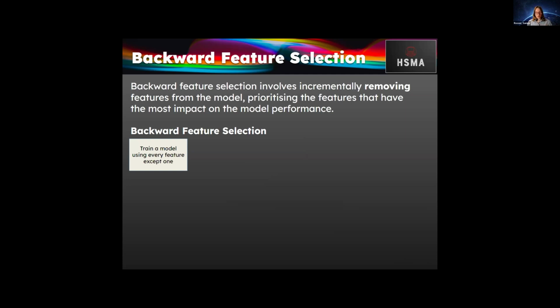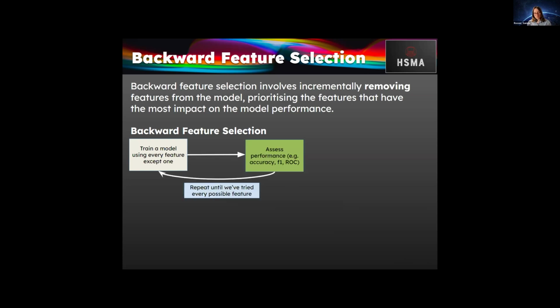Backward feature selection is another alternative. It just is the same thing in reverse. You start off with every feature in your model, but you then take out one, and you take out one at a time. So we've got every feature in our model except age. We've got every feature in our model except fare, and so on and so forth. And again, we score them, see how well they perform, and we repeat until we've tried every single possible feature.